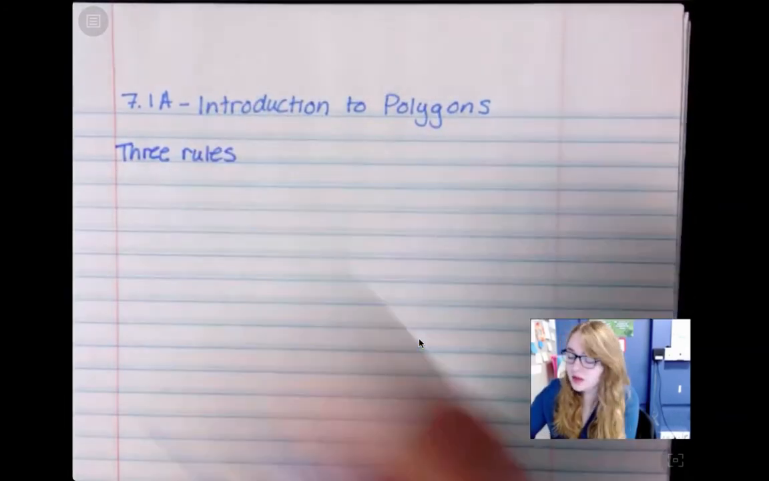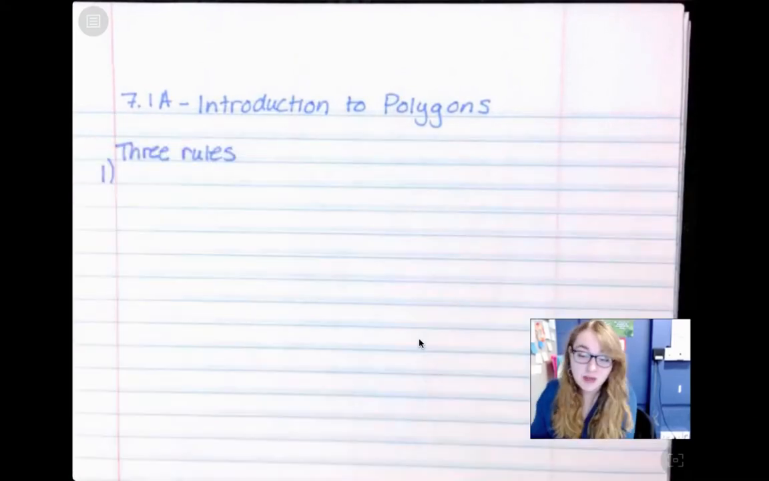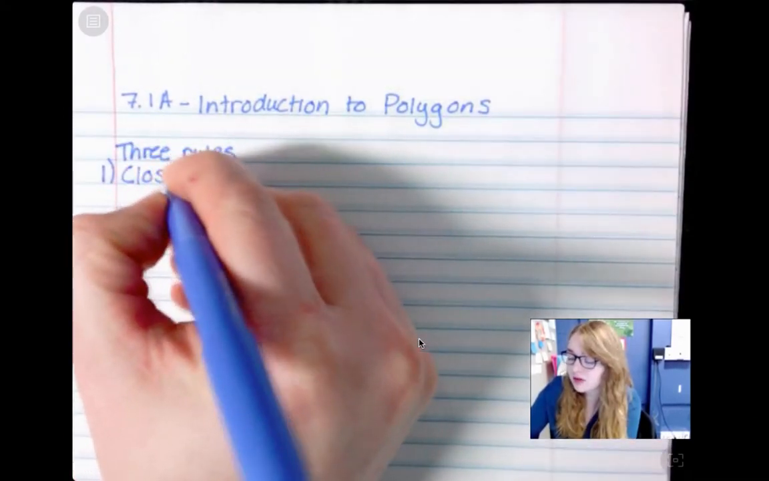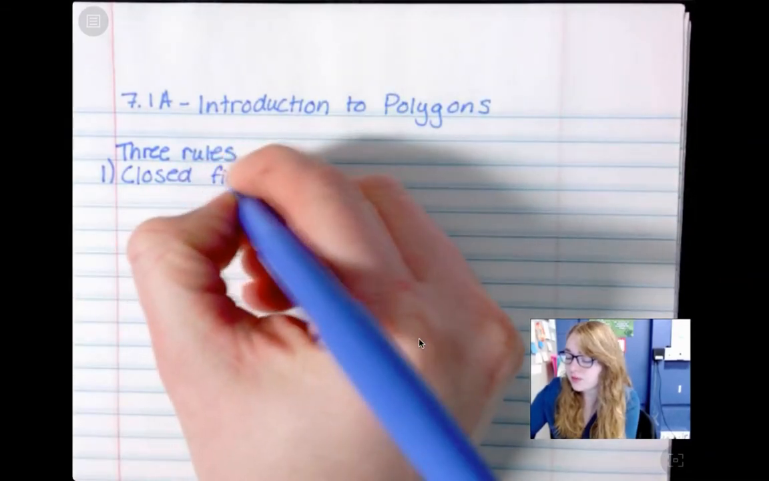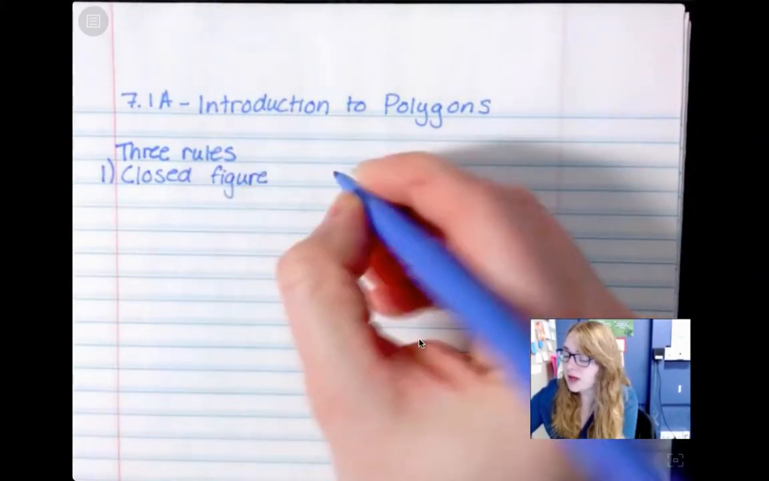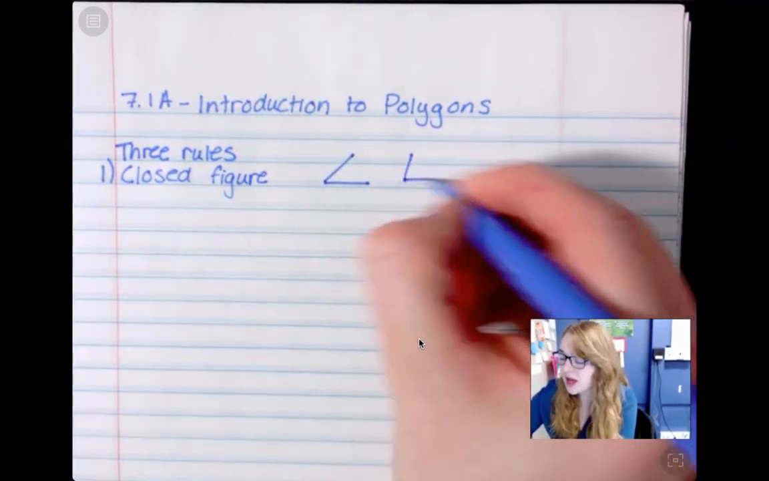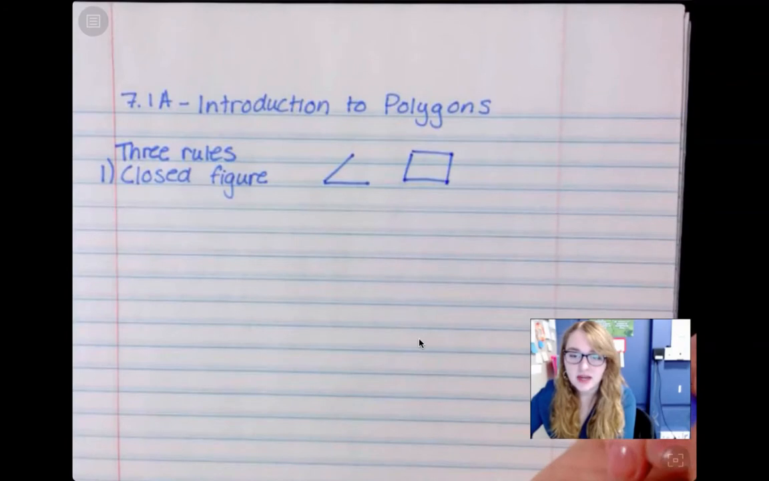These rules that every polygon must meet: it must be a closed figure. What I mean by that is it can't look like an angle. It has to meet at all sides. It has to be closed.